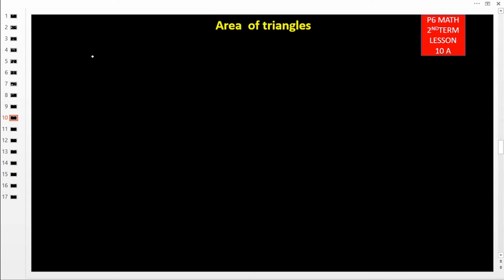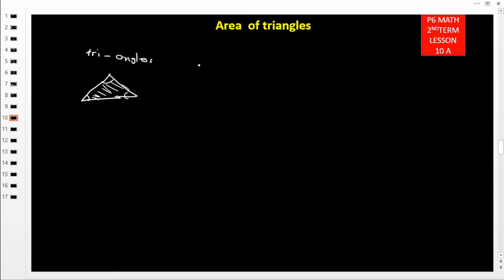So what's a triangle? A triangle has 3 corners. That's why we call it a triangle. There are 3 angles there. This one is a triangle, so it has this angle and this angle and this angle. We are not going to look at these angles right now. We are going to look at its area, the space which is occupied by this triangle. That's what we are going to calculate.